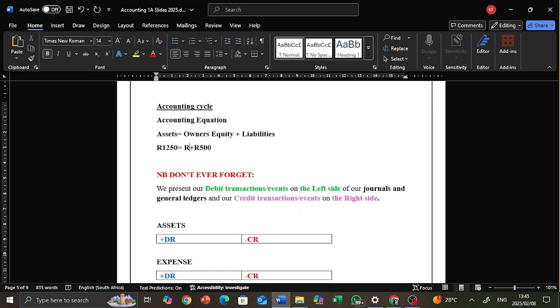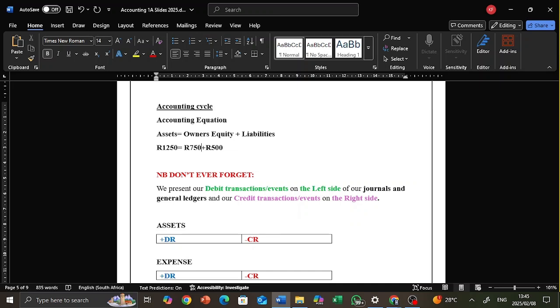Because there is no attachment to that 250. We know we owe 500 Rand, right? We know we owe 500 Rand. Okay, so we've already put that aside in our liabilities. Our owner's equity would now be 750 because that is how much unfiltered value.